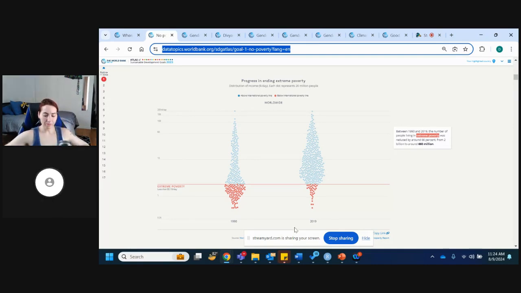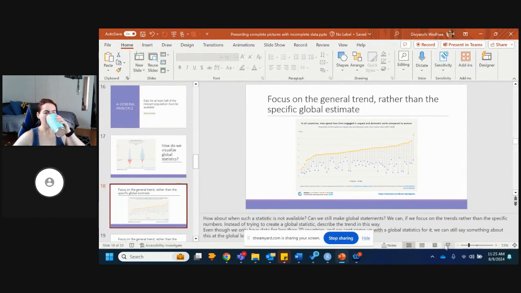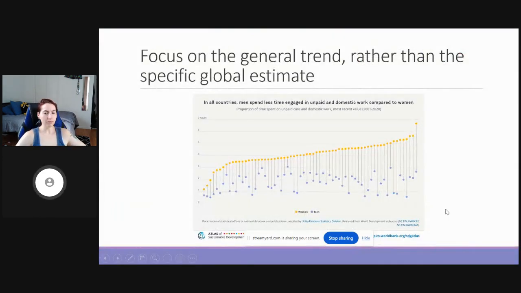But at the time we had 2019 data, and at that time 660 million people were in extreme poverty. So when you have global data like this, I would encourage you to use it, present those global and regional statistics in the best way possible, and present them as a total, present them in a way that shows the world as one rather than presenting information as separate countries. However, when we don't have this information at the global level, what we can do is focus on the trend rather than on a specific global estimate.